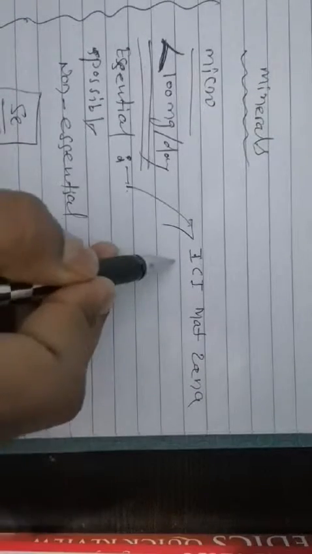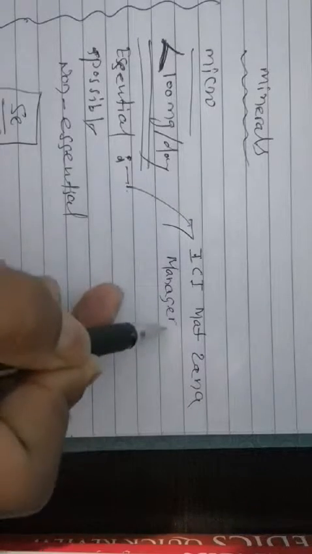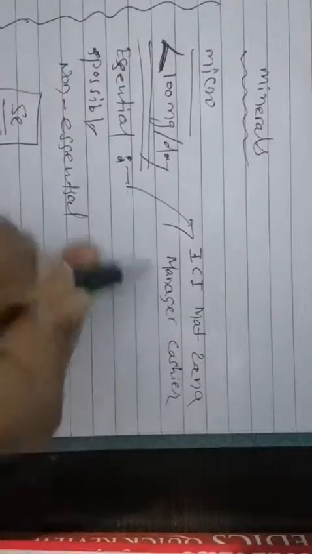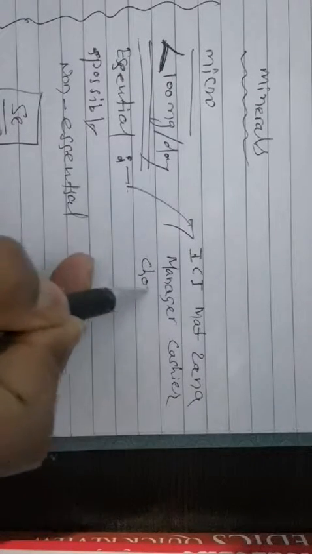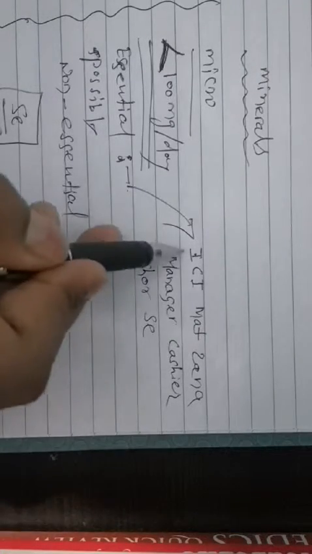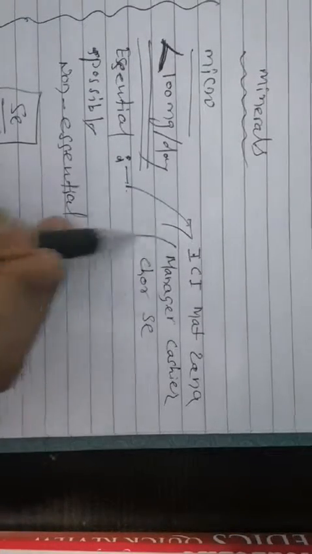ICI mat jhana, manager, cashier, chore se. Okay, then I will elaborate the mnemonic.